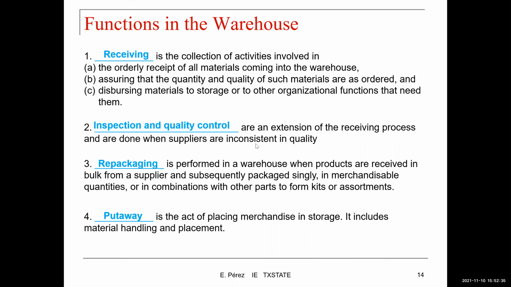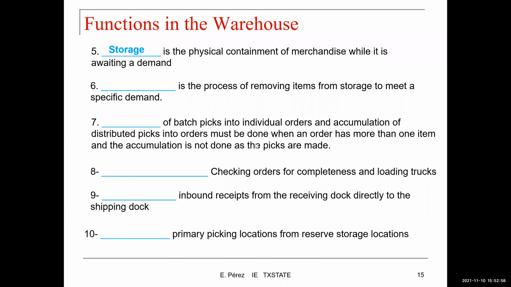And we have the put away, which is the act of placing merchandise in storage. It includes material handling and placement. So put away in the sense of we are not going to use it now, so let's put it in the warehouse and wait for an order for that particular product, and then we're going to use it. Number five, storage is the physical containment of merchandise while it is awaiting a demand. Order picking, we talked about order picking already, is the process of removing items from storage to meet the specific demand.